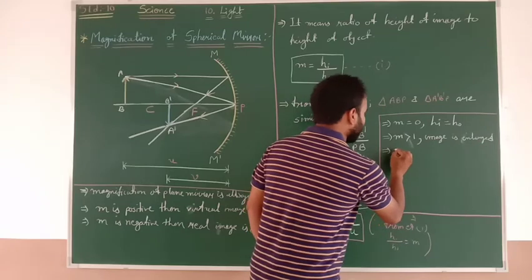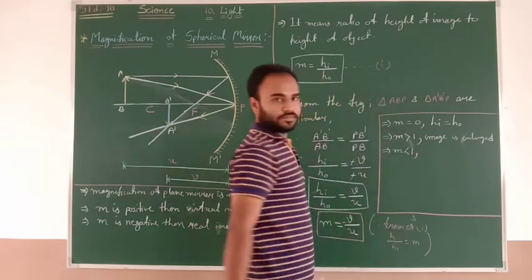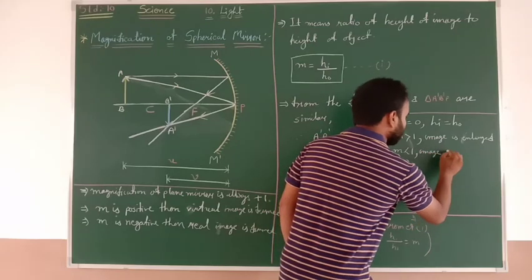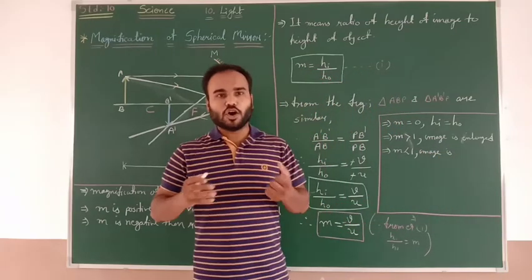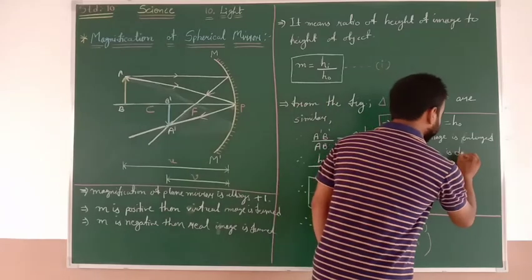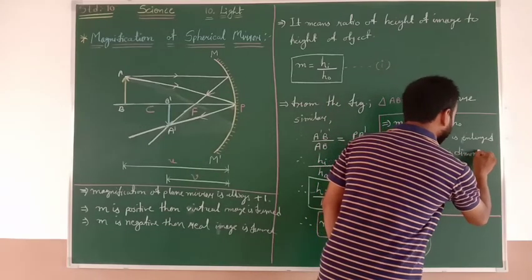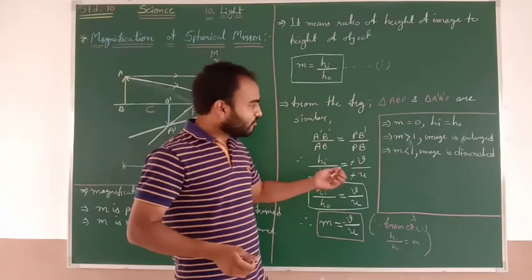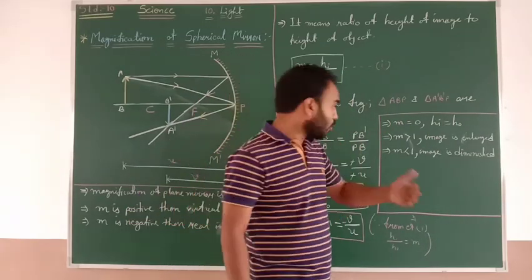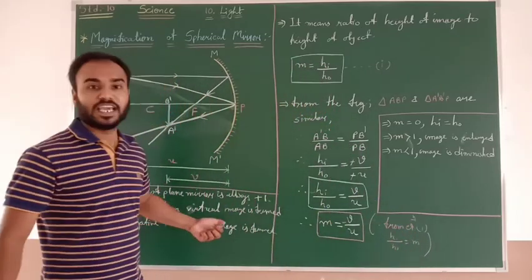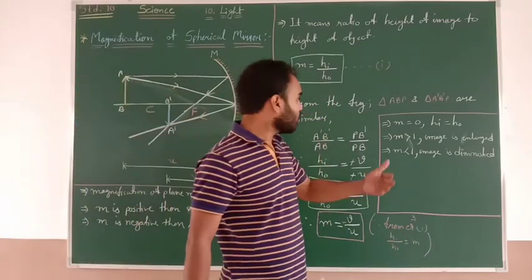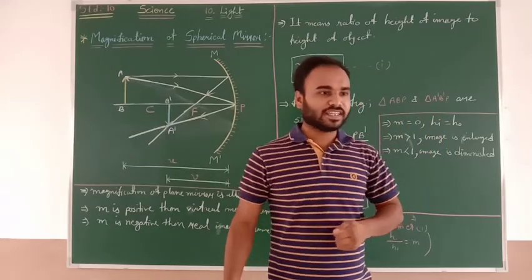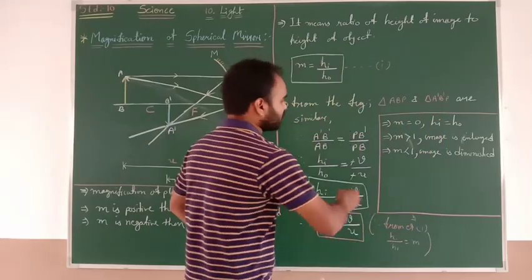And when m is less than 1, then the image is small, or we can say diminished. Now when magnification is positive, as we have seen, and it is less than 1, then it is a convex mirror.